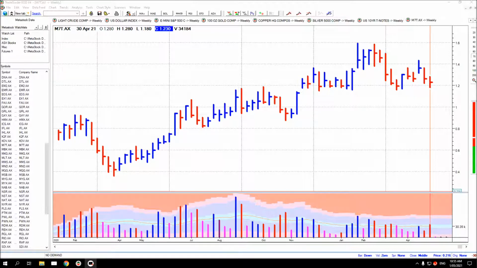In front of you is a weekly chart of M7T on the Australian Stock Exchange. It's a chart suggestion that was offered to me late last year. I put it on a watch list, but I've not traded it. You can see down here, price began uptrending about a year ago.